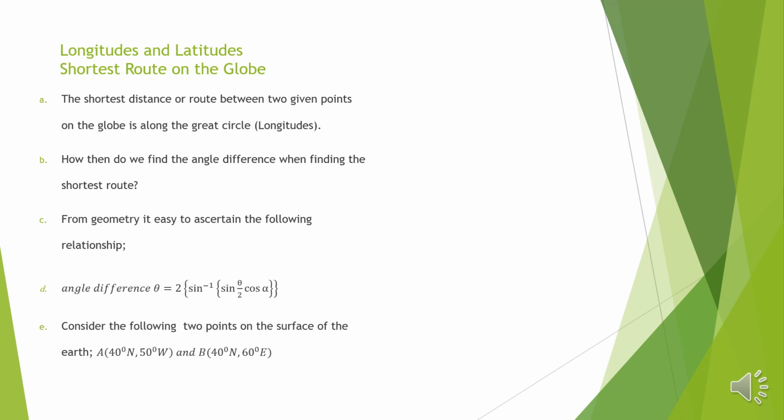Consider the following 2 points on the surface of the Earth. That is point A, which is 40 degrees to the north of the equator and 50 degrees to the west of the Greenwich meridian, and B, 40 degrees to the north of the equator and 60 degrees to the east of the Greenwich meridian. Now, by look of the 2 points, it's clear that the 2 points lie on the small circle along the parallel of latitude 40 degrees north. Now, I'm going to calculate the distance between the 2 points along the parallel of latitudes and also along the longitudes, and then we compare and see which of the two distances is the shortest.